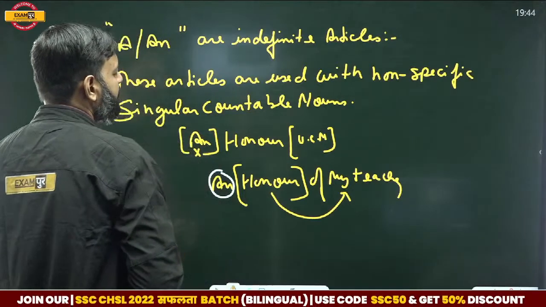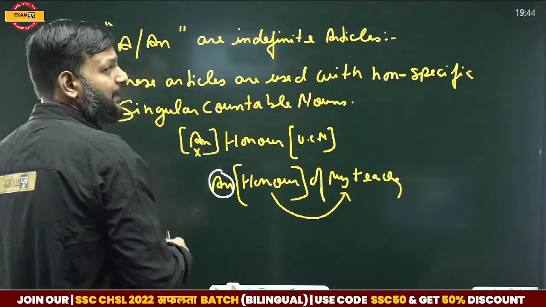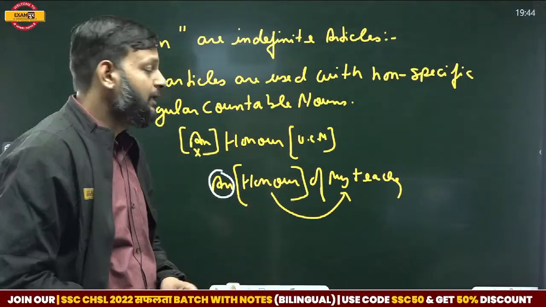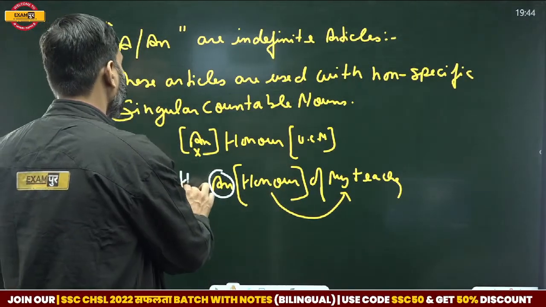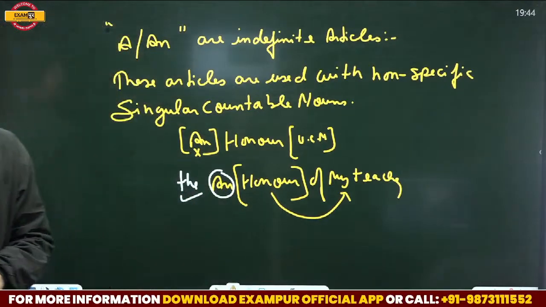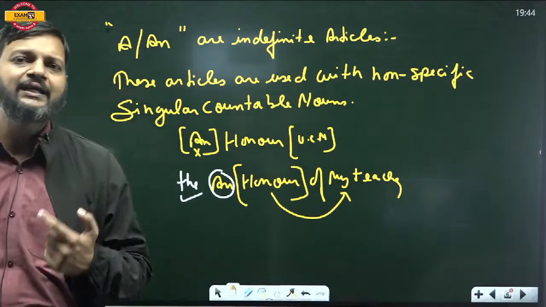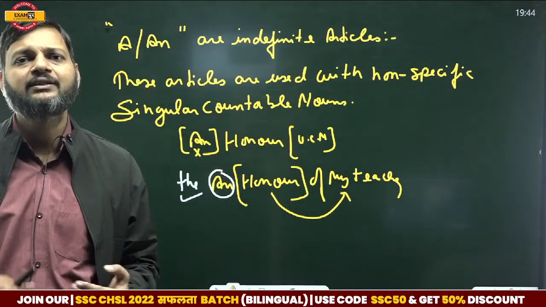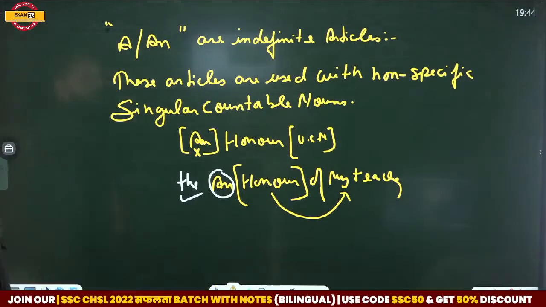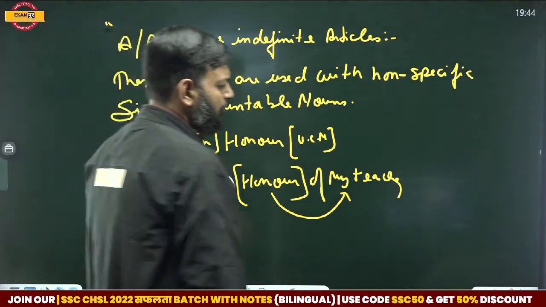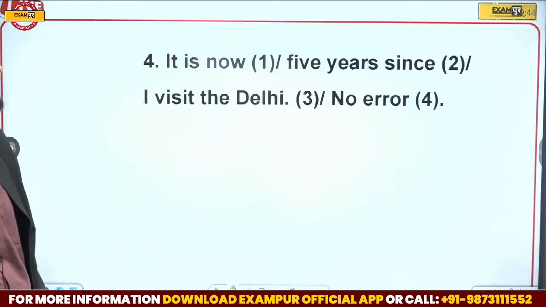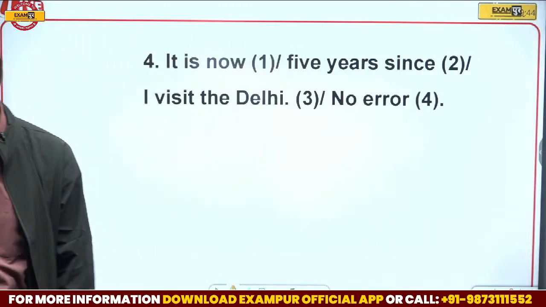But the difference is, here an will not replace any other article; honor will be used without an article. But here honor will be used with the definite article the. So whenever anything is specific or identified or with detail, the definite article should be used. Clear? I hope this is clear. Now the next one. It is now 5 years since I visited the Delhi.